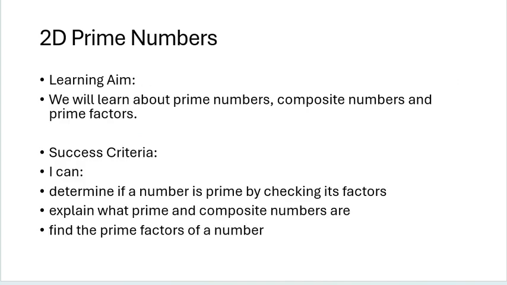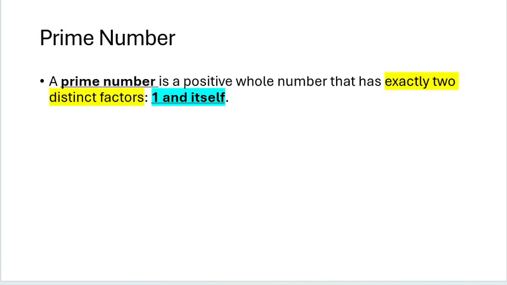Alright. So the learning aim is we will learn about prime numbers, composite numbers, and prime factors. Hopefully by the end of today, you can determine if a number is prime by checking its factors, explain what prime and composite numbers are, and find the prime factors of a number. First of all, what's a prime number? A prime number is a positive whole number that has exactly two distinct factors. Well, you could just say two factors, okay? One and itself.